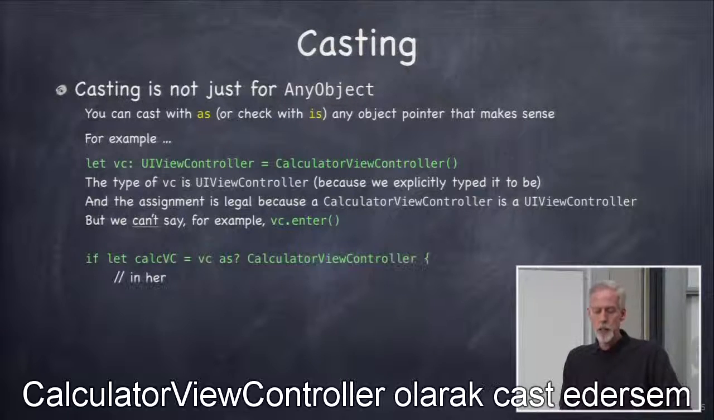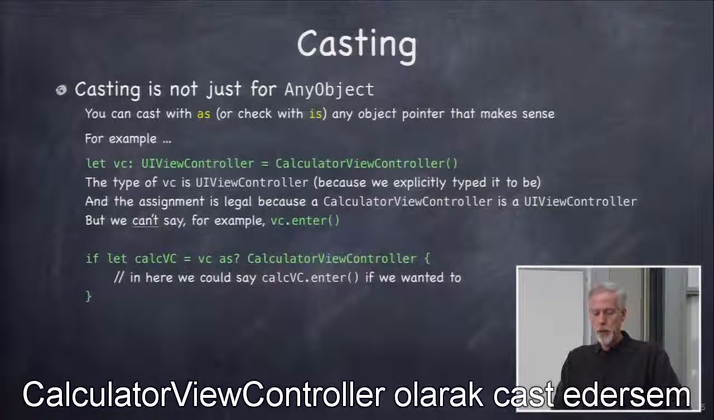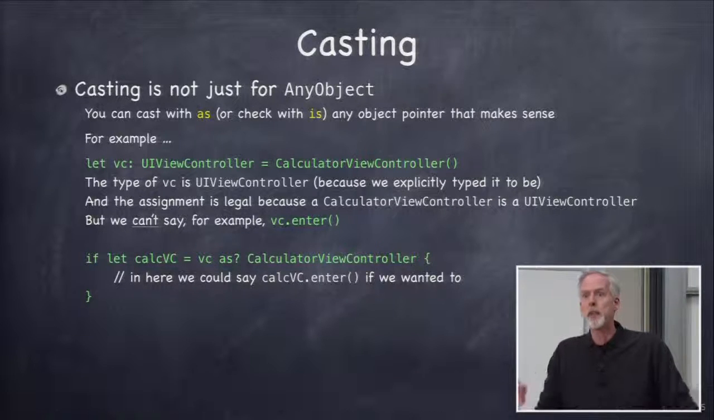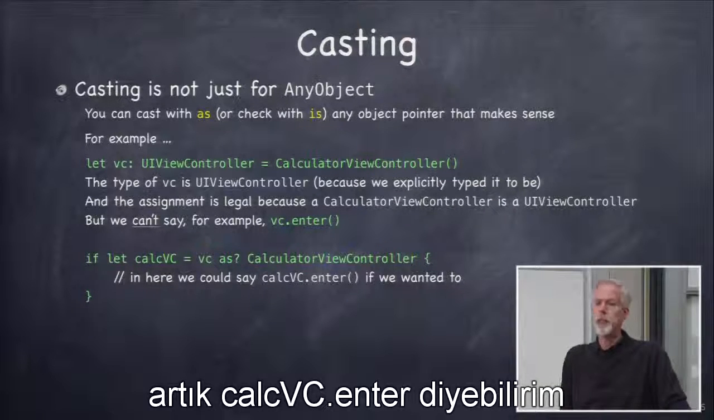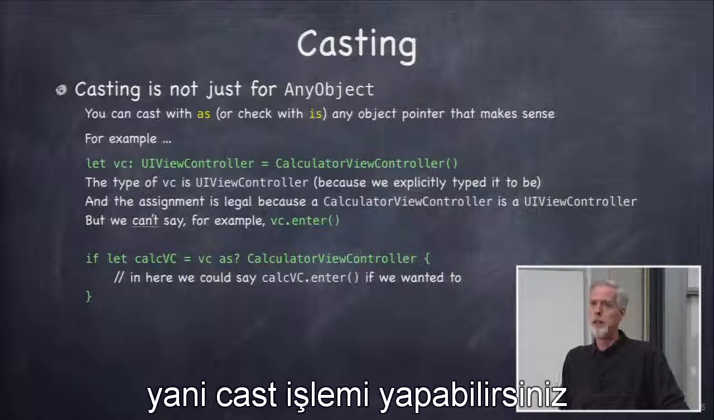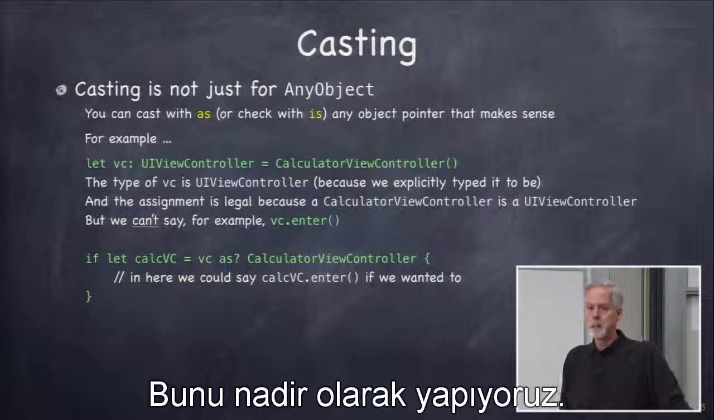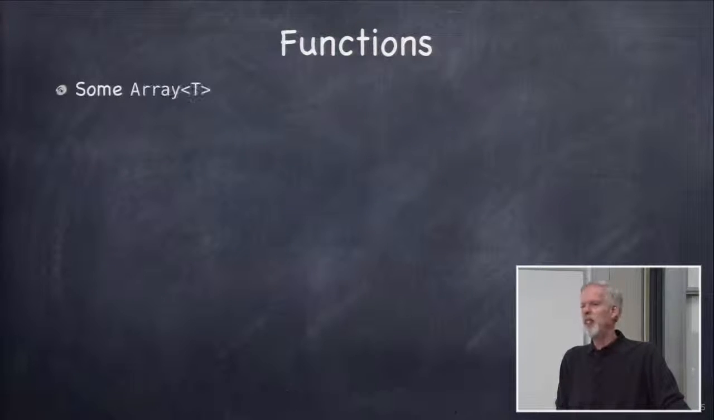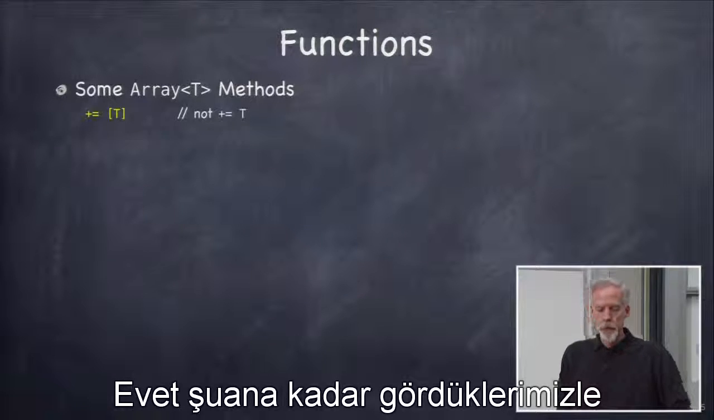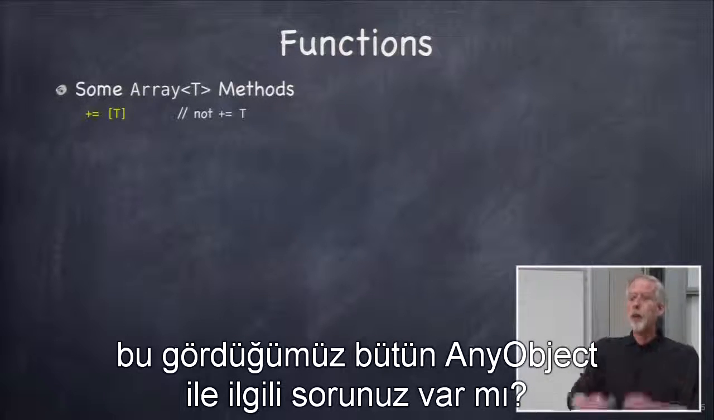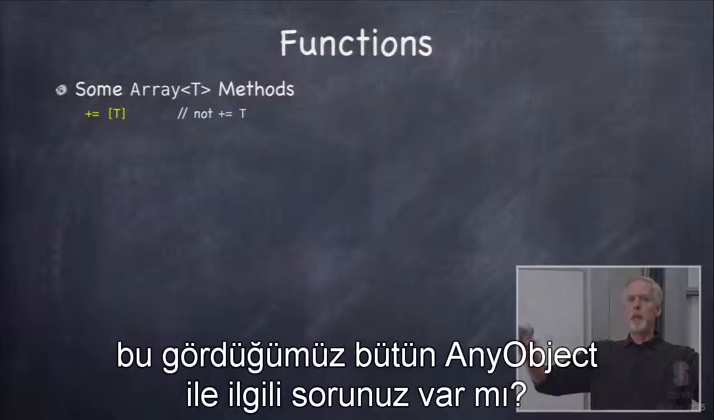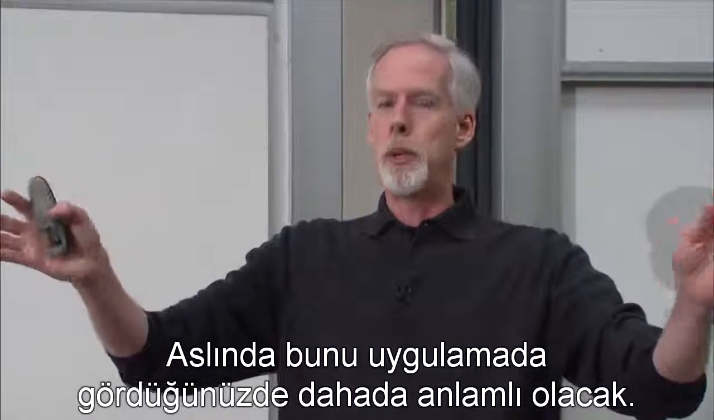But I could cast it and say, if let calcVC equal vc as CalculatorViewController, now I can say calcVC.enter. Okay? So you can downcast through your inheritance hierarchy as well. You rarely do that, but might occasionally. All right, so let's pause here for any questions about that whole AnyObject thing. When you see it in action, it'll make a lot more sense.